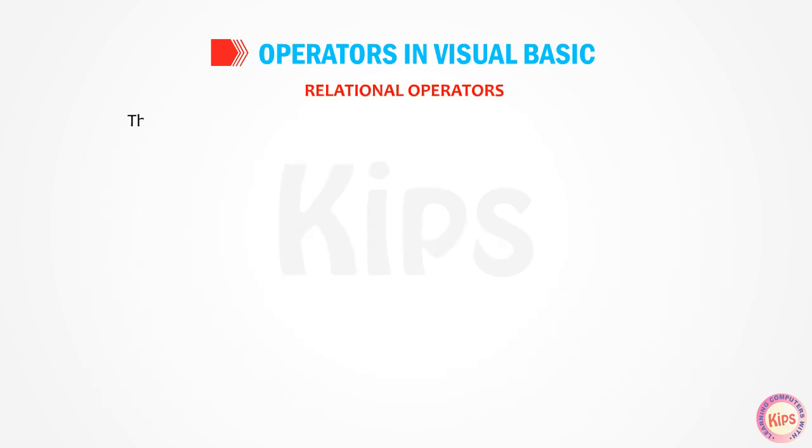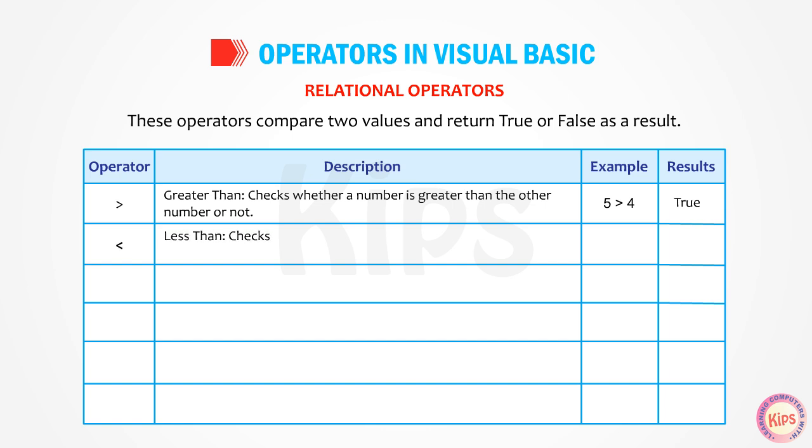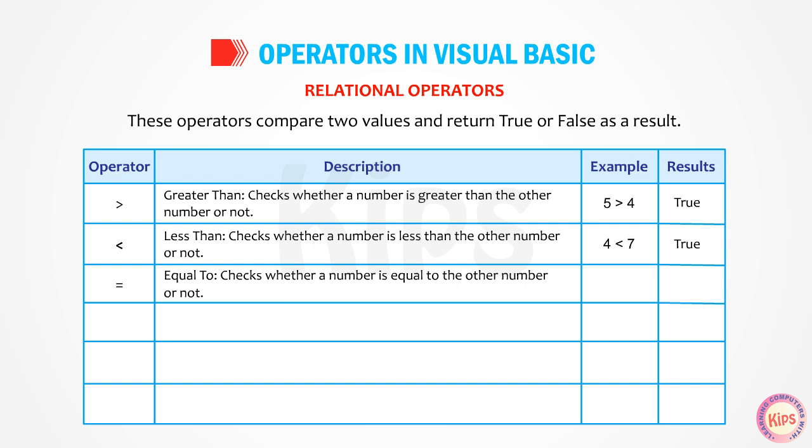Relational operators. These operators compare two values and return true or false as a result. Operator, description, example, result. Greater than checks whether a number is greater than the other number or not. Example: 5 > 4. Result: true. Less than checks whether a number is less than the other number or not. 4 < 7 is true. Equal to checks whether a number is equal to the other number or not. 4 = 5 is false.